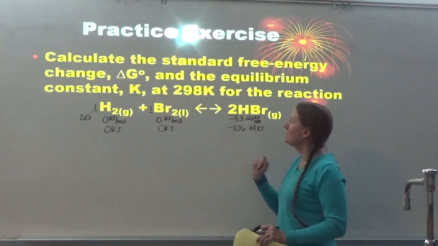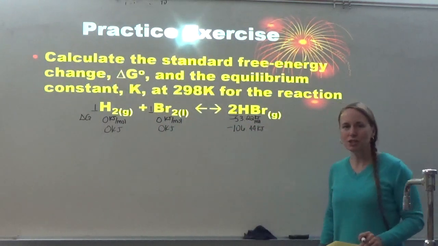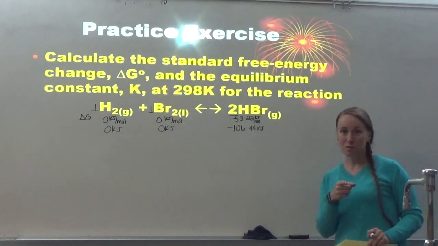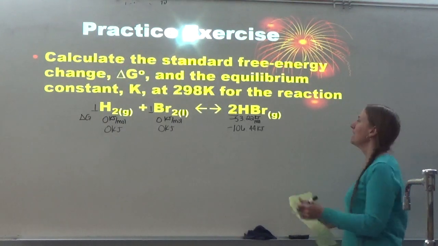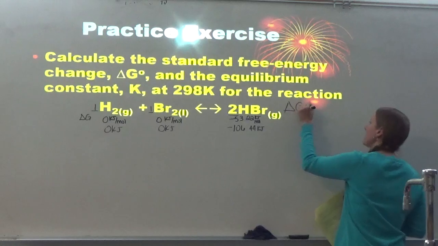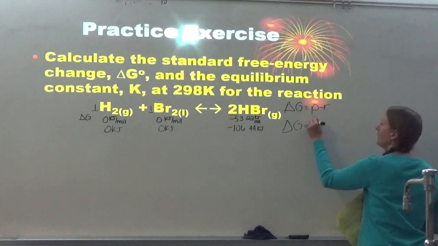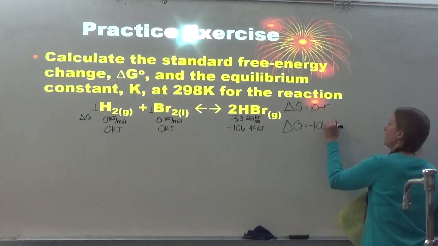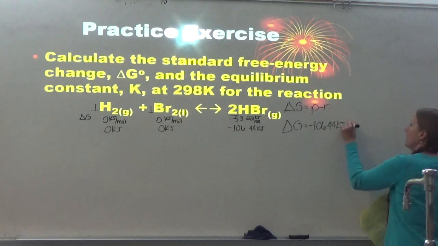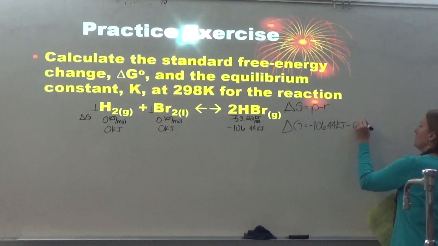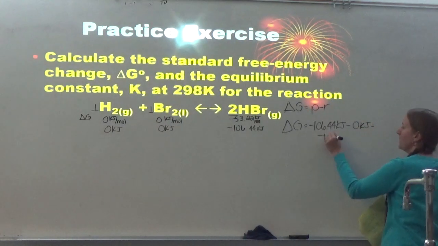Pause it and try it on your own. Okay, so you're going to solve for your delta G, and then you're going to solve for K. So I'll assume you've done that, and now we'll continue. Delta G, delta H, delta S, they're all just products minus reactants. So for delta G, my product is negative 106.4 kilojoules, and then I'm just going to minus a 0 and a 0. So minus 0. So obviously it's just this right here.